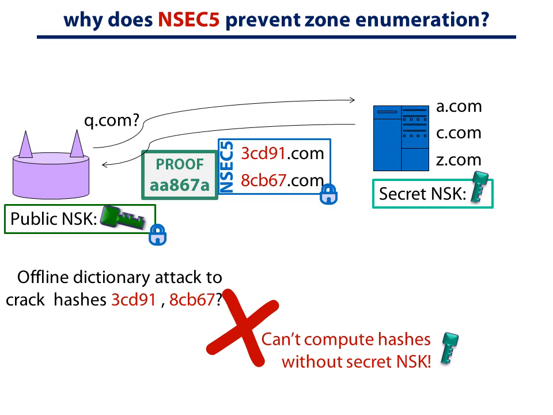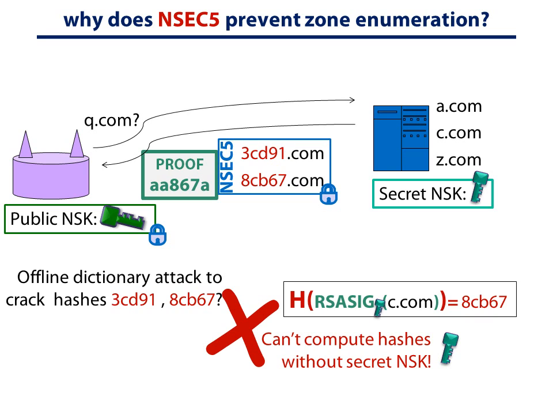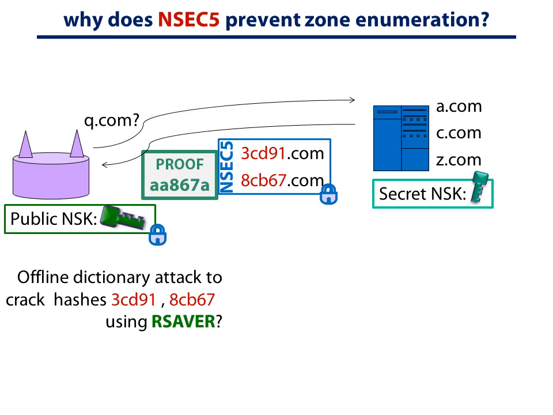Now in NSEC5, he can't do this offline dictionary attack because he can't even compute the hashes on his own. He doesn't have the non-signing key, and so that's why we stop the offline dictionary attack. Just as a reminder, this hash value here is the RSA signature on the query, then hashed by the SHA-1 hash. At this point you might want to ask another question, which is that this resolver here was actually given the non-signing key, and maybe that will help him to do an offline dictionary attack.